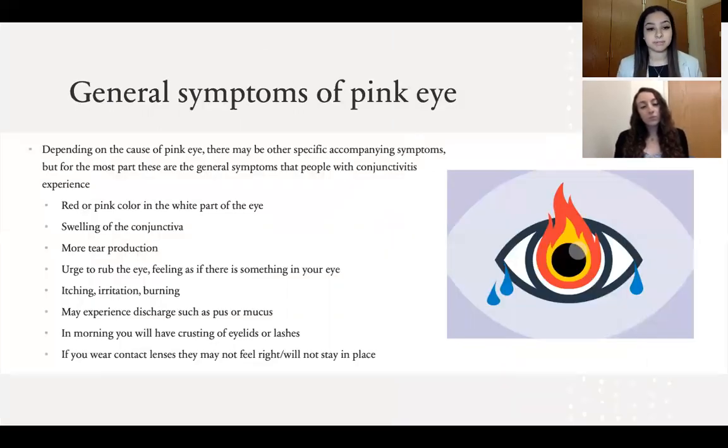Okay. General symptoms of pink eye. Depending on the cause, there might be other specific accompanying symptoms, but for the most part, the general symptoms that people experience are red or pink color in the white parts of the eye. You can have swelling of the conjunctiva, more tear production, the urge to rub the eye or feeling that there's something in your eye, itching, burning. You may experience some kind of discharge, such as pus or mucus, and you might have crusting on your eyelids. And if you wear contacts, it might feel like they're not fitting in your eye correctly.